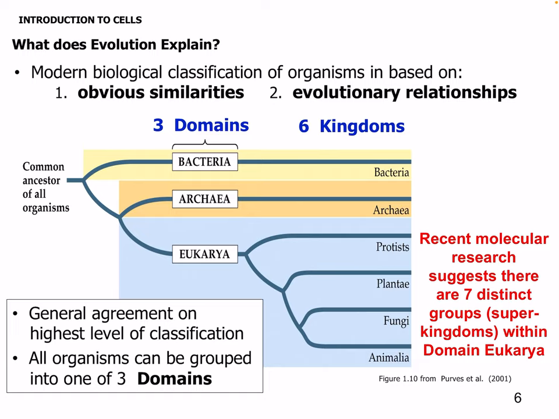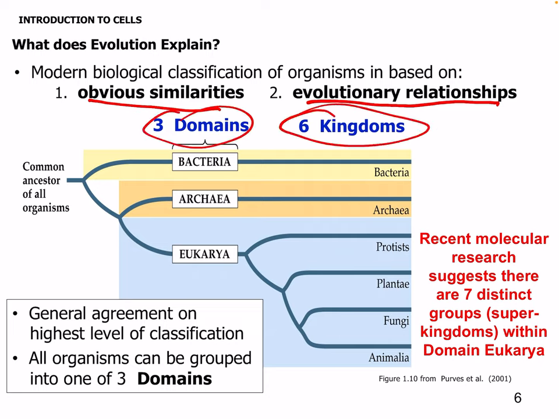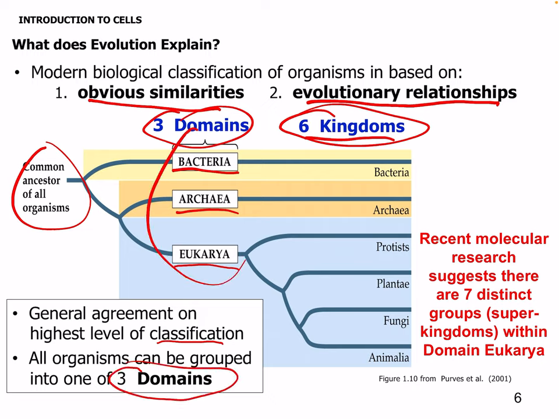So modern biological classifications of organisms are based on one, obvious similarities, and two, evolutionary relationships. We categorize this in 3 domains and 6 kingdoms, but we'll see these have been expanded. So here are common ancestors of all organisms. We have our bacteria, archaea, and our eukarya. There's a general agreement on the highest level of classification, and all organisms can be grouped into these 3 domains we see here. And recent molecular research suggests there are 7 distinct superkingdoms within the domain eukarya, which we'll look at next.